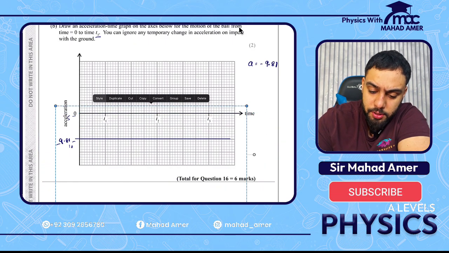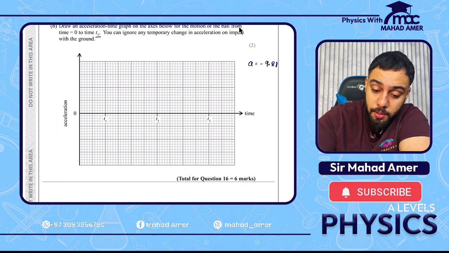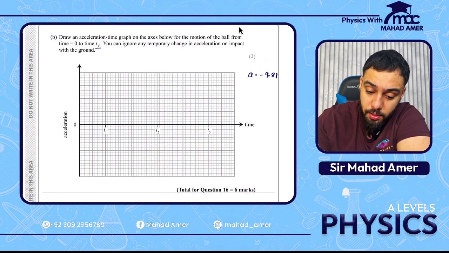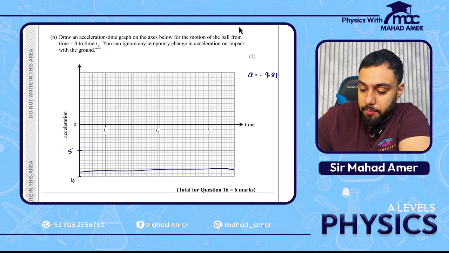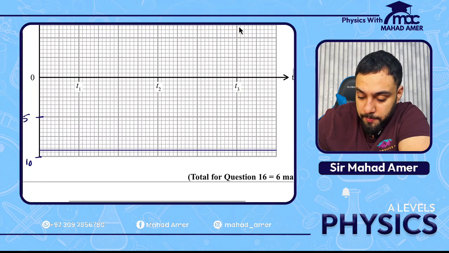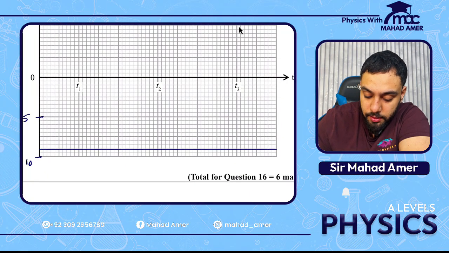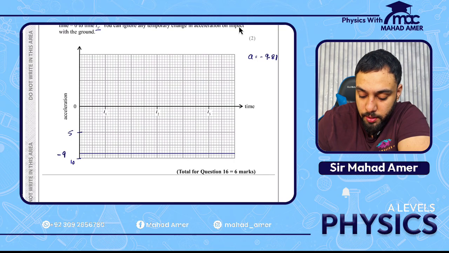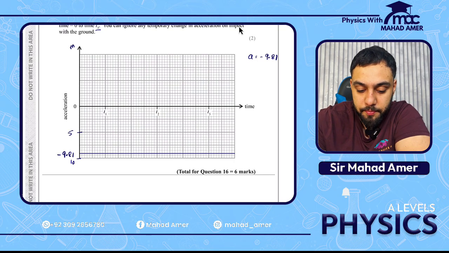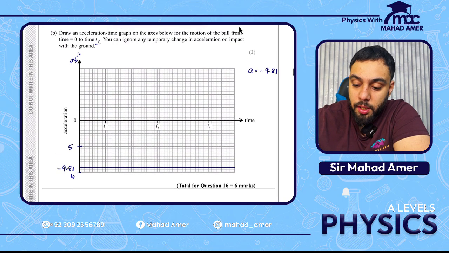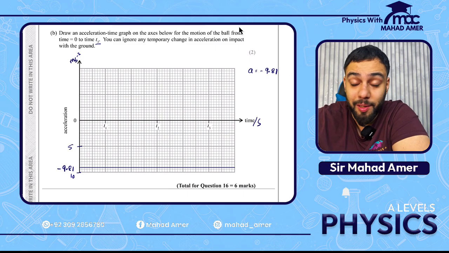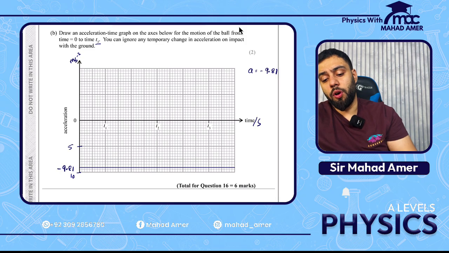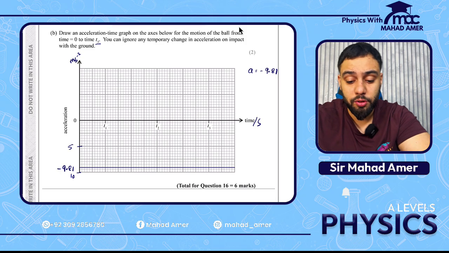They're just asking about the sketch or draw. They're asking about draw, and yes, I need to draw that. So I'll mark 5, and I'll mark 10, and then I'll draw it over here at 9.81, and I'll write that it's negative 9.81, the acceleration. Okay, this is going to be my graph for 2 marks. It's going to be as simple as this.